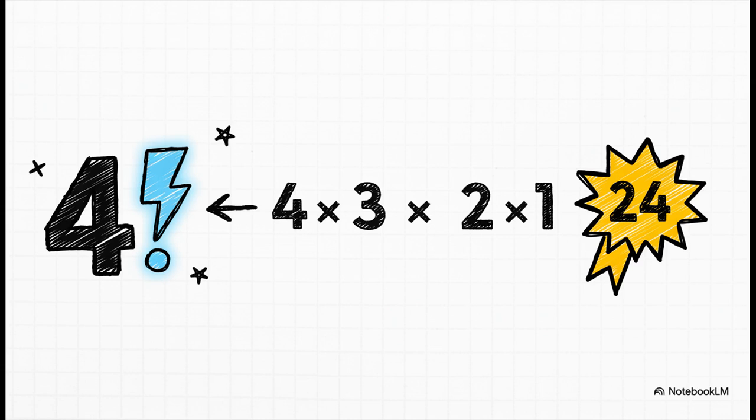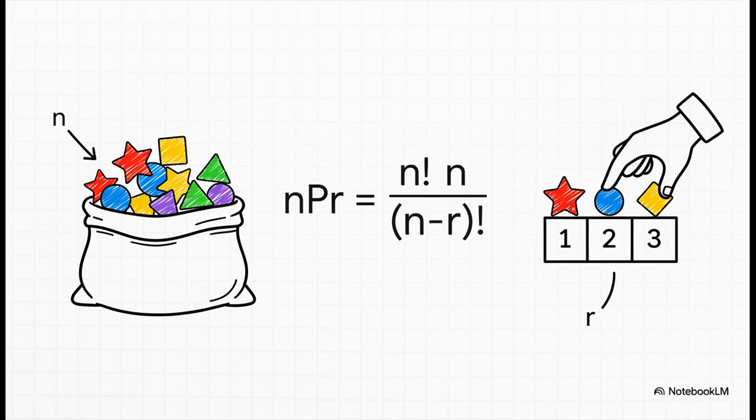So useful. And here's the big formula. Don't let it scare you. It's actually quite simple. N is just the total number of things you have to choose from, and R is how many you're actually picking and arranging. This formula is just a quick way to figure out how many ways you can arrange R things from a bigger group of N things.